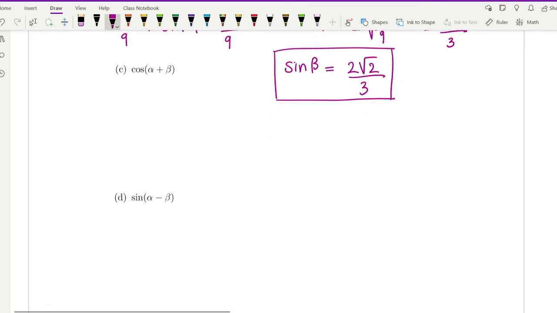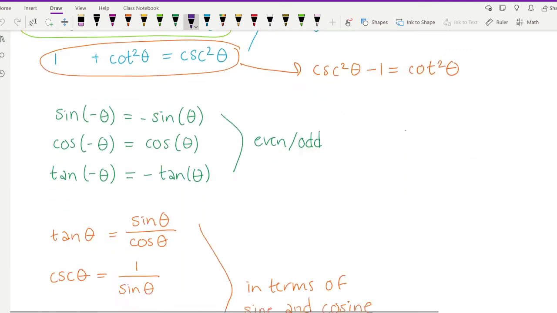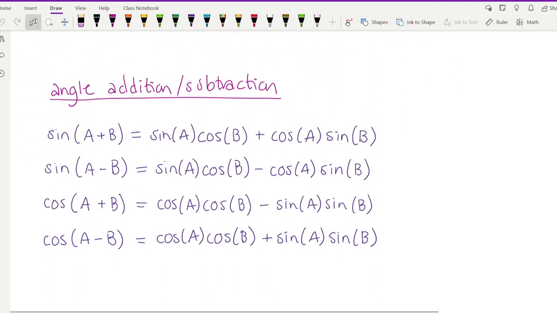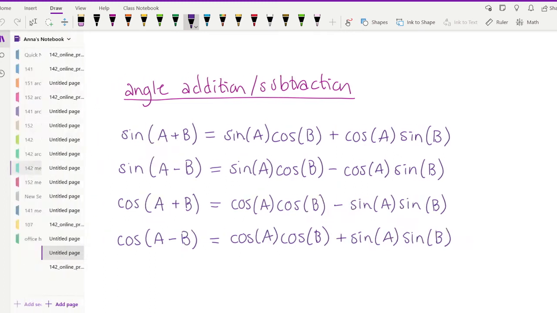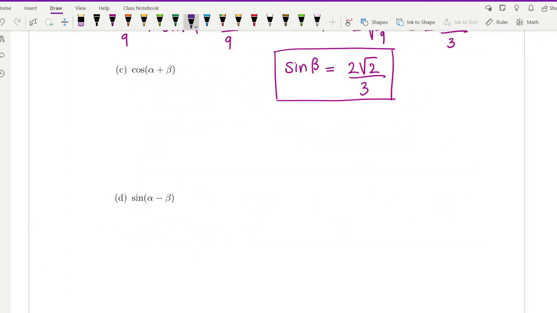Okay, so why do we need to know all these things? Well, now we're going to use the angle addition formula. As I mentioned at the beginning of the video, I'm going to give you these formulas on the quiz as well as on the exam. The first one was asking for cosine of alpha plus beta. Basically this tells us it's going to be cosine of the first angle times cosine of the second angle minus sine of the first angle times sine of the second angle. So in this case, that's cosine of alpha, cosine of beta, minus sine of alpha times sine of beta.